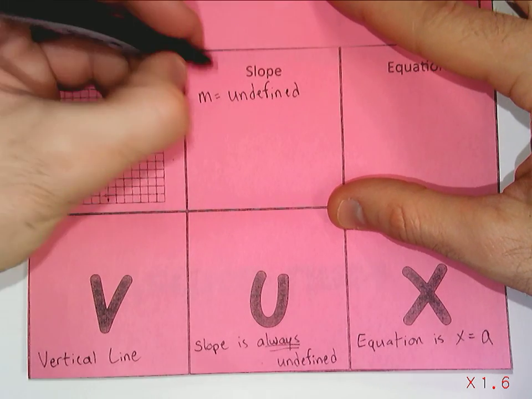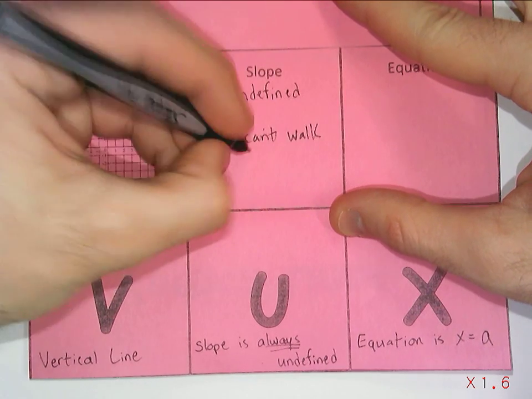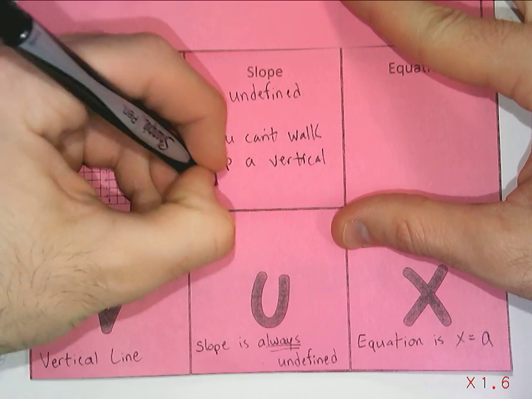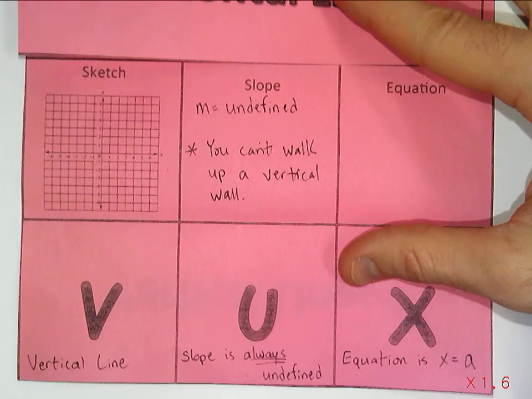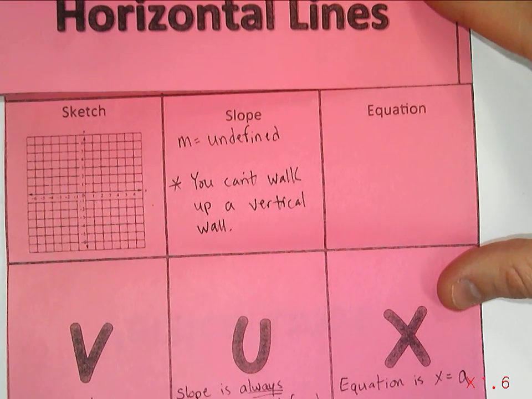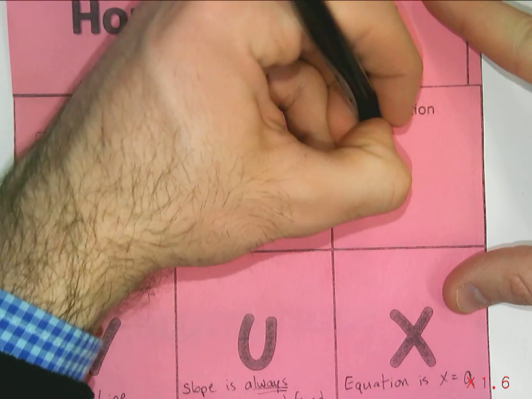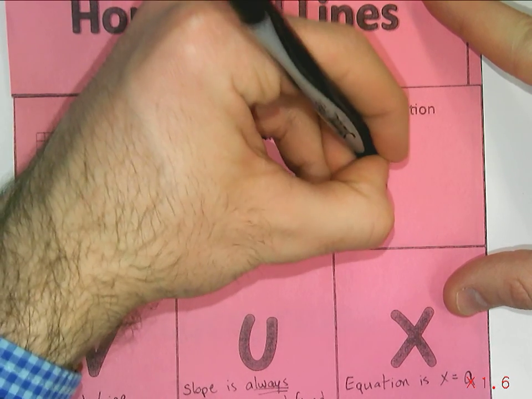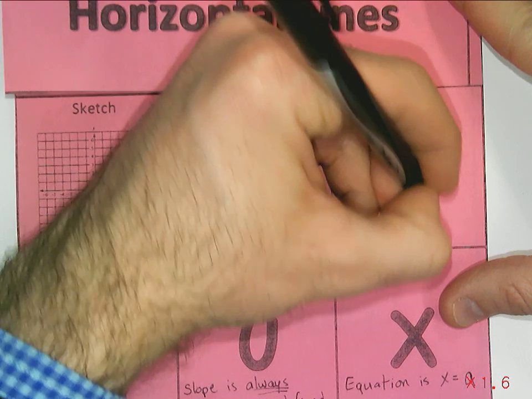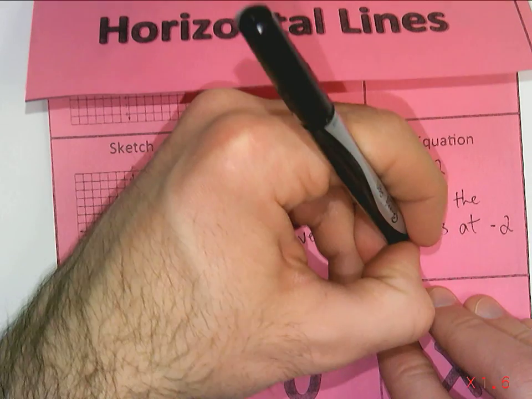And like I've said before, just a rule of thumb here, you can't walk up a vertical wall unassisted. I can't just walk up to the wall and start walking up it. It just won't work. And the equation for these is always going to be x equals something. So in this case, let's just look at x equals -2. It's going to cross the x-axis at the point -2, and it's going to be the point (-2, 0).